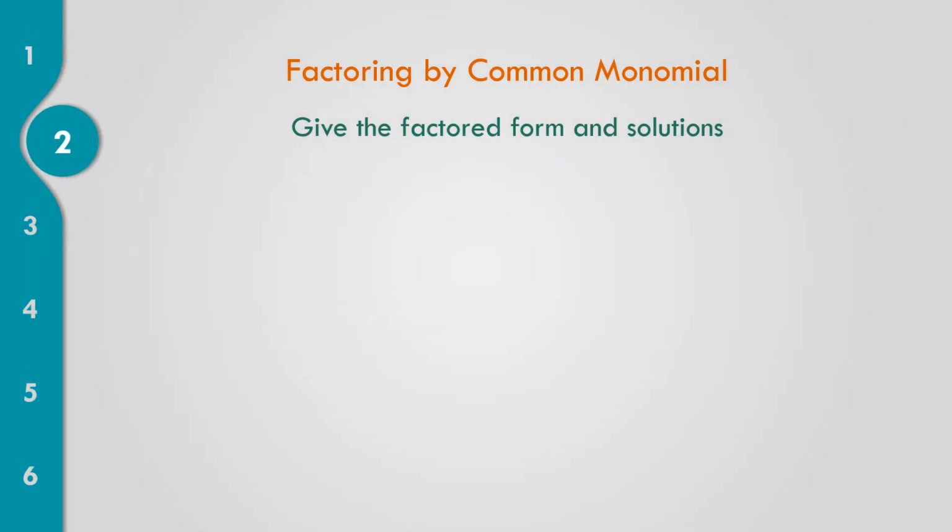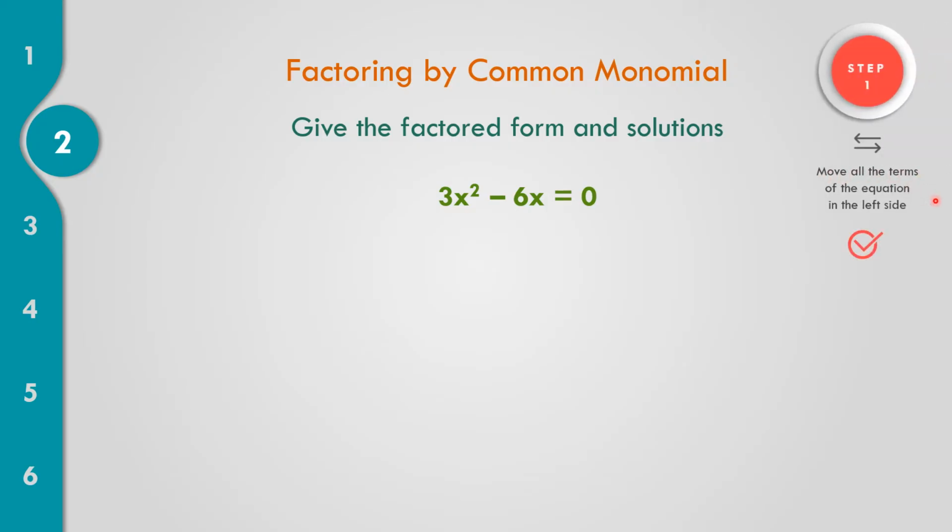How about number 2? Let us give the factored form and solutions of 3x squared minus 6x is equal to 0. Step 1, move all the terms of the equation to the left side. As you can see, it is already on the left side. Step 2, combine the similar terms. No need to combine either x squared or x. Step 3, factor the left side of the equation.